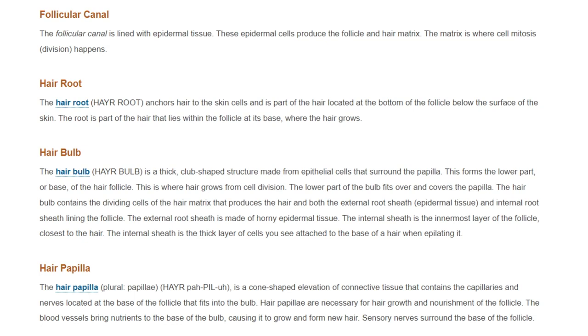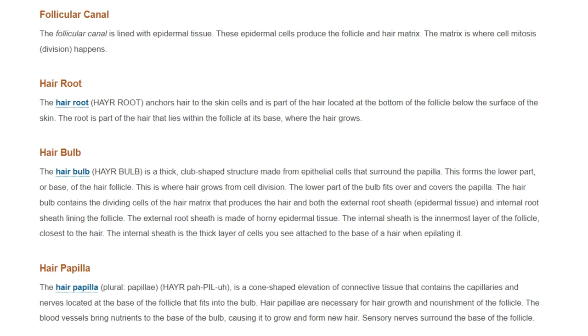The external root sheath is made of horny epidermal tissue. The internal sheath is the innermost layer of the follicle, closest to the hair. The internal sheath is the thick layer of cells you see attached to the base of a hair when epilating it. Hair papilla.